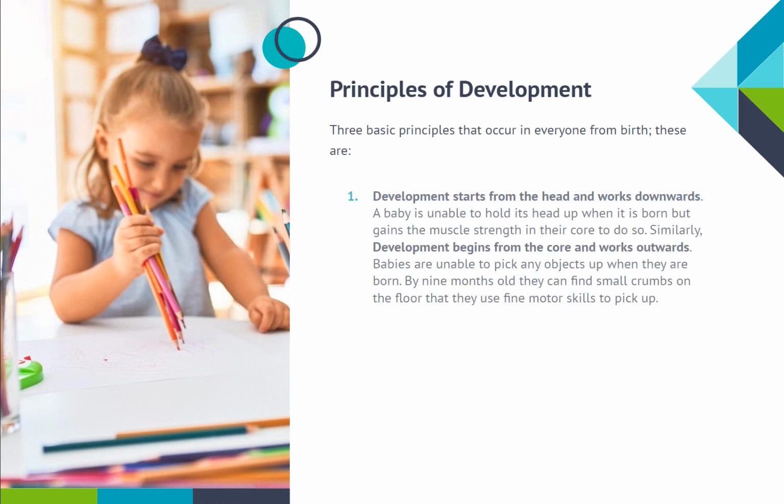Principles of development. 3 basic principles that occur in everyone from birth. These are: 1. Development starts from the head and works downwards. A baby is unable to hold its head up when it is born, but gains the muscle strength in their core to do so. Similarly, development begins from the core and works outwards. Babies are unable to pick any objects up when they are born. By 9 months old they can find small crumbs on the floor that they use fine motor skills to pick up.